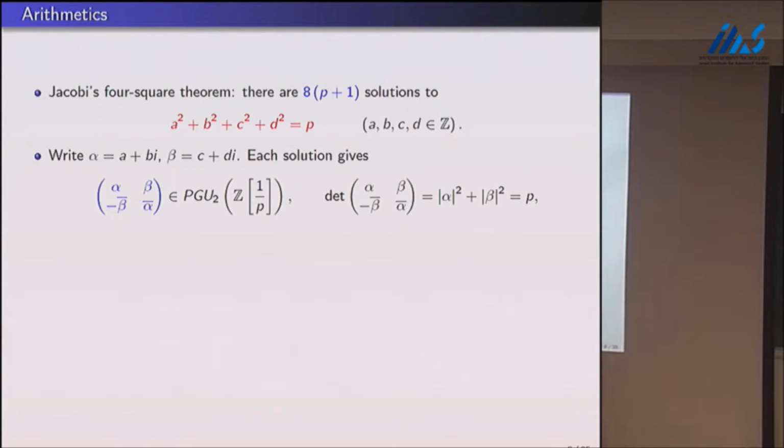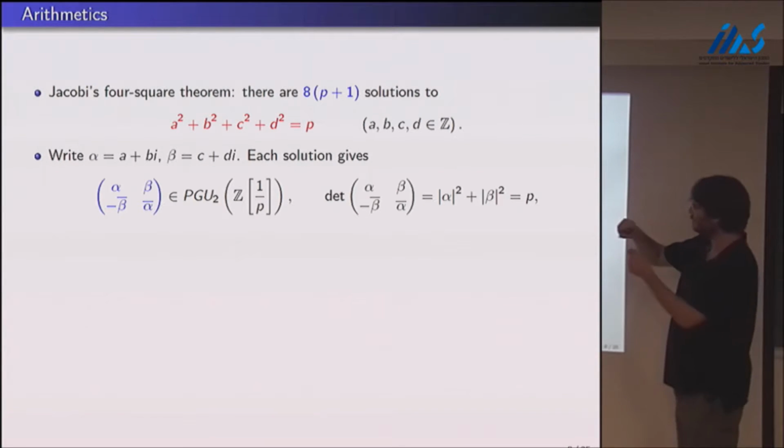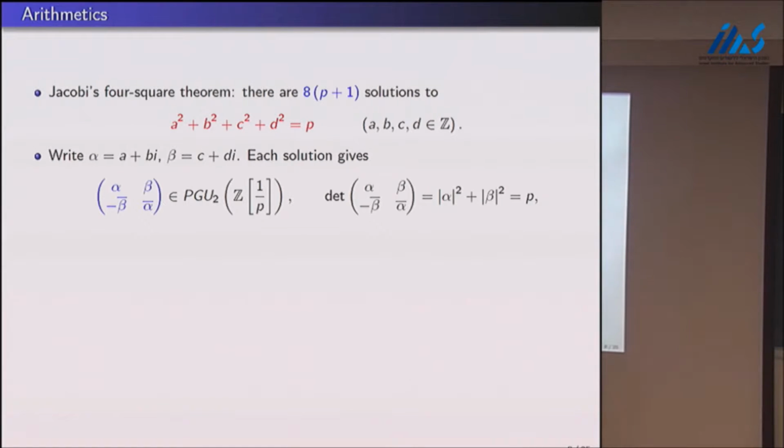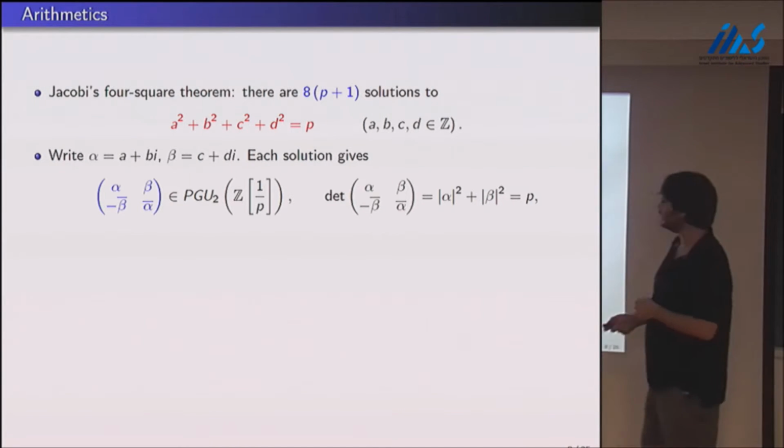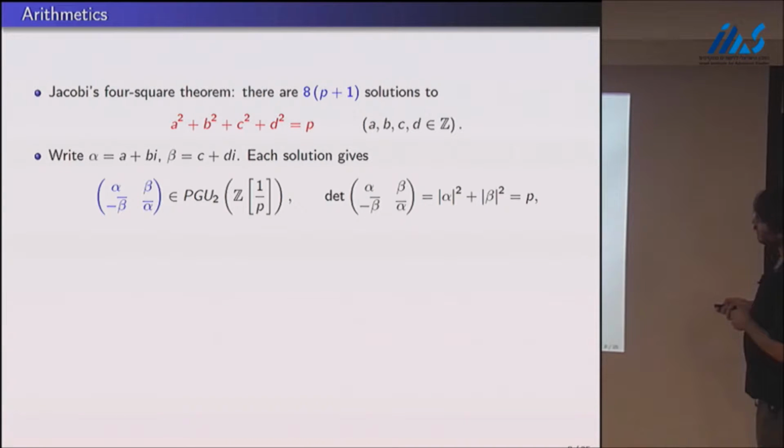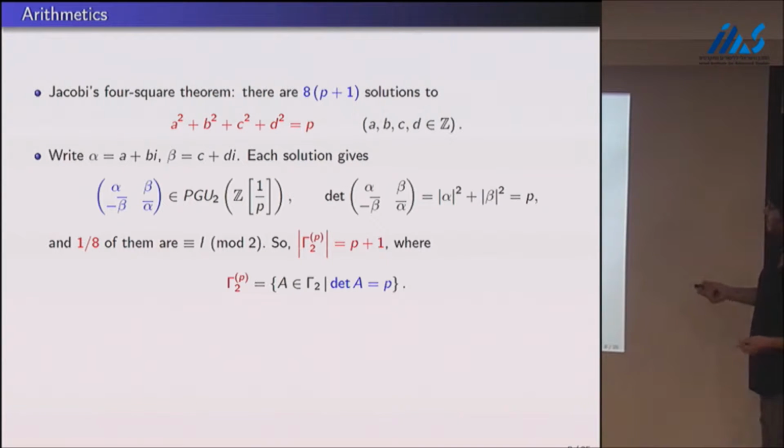It's quite easy to see that the rows are unitarily orthogonal with respect to the Hermitian inner product, and this matrix times its conjugate transpose is p, which is invertible in this ring, which is what we need. And you work a bit further, and you show that only 1/8 of them are in the congruence subgroup. So you get eventually p+1 elements in the congruence subgroup of determinant p. And these are your generators.